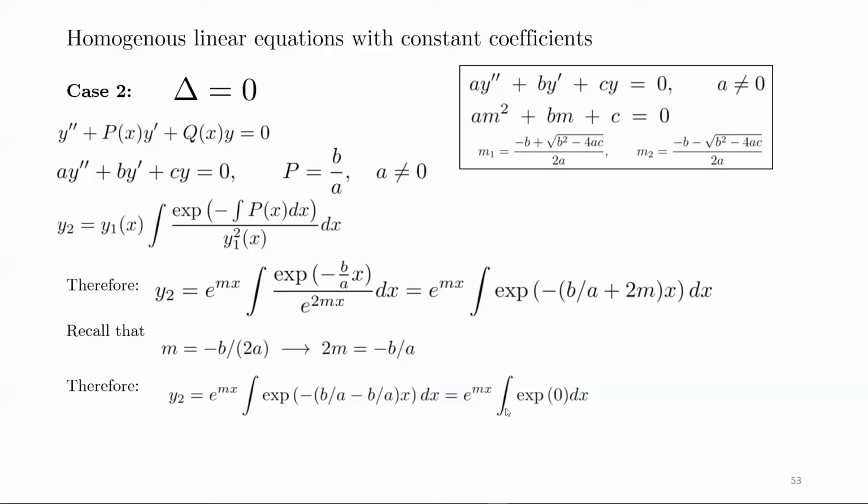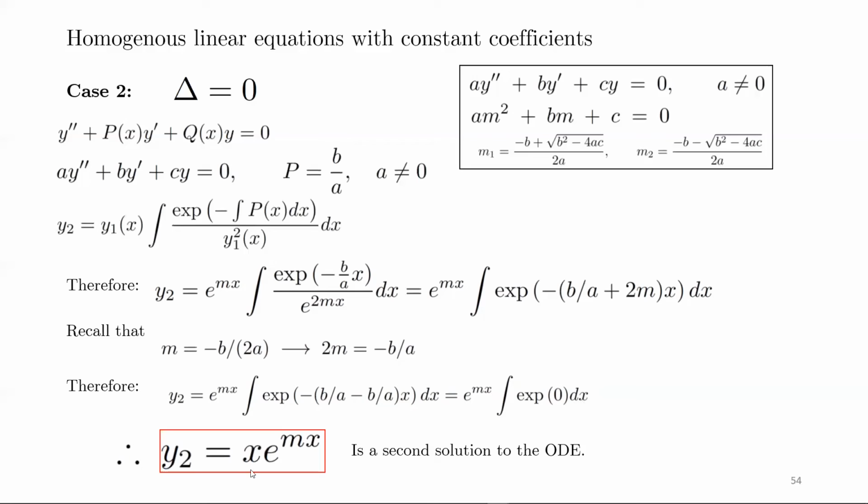So I get e to the mx times the integral of the exponential of 0 dx. The exponential of 0 is just 1. So I'm integrating 1 with respect to x, and the integral of 1 is just x. Our second solution to our ODE is therefore simply x times e to the mx.